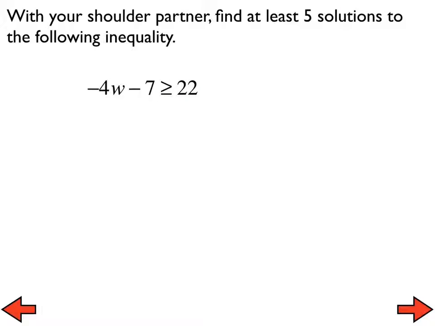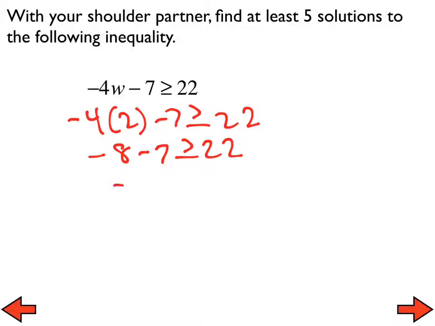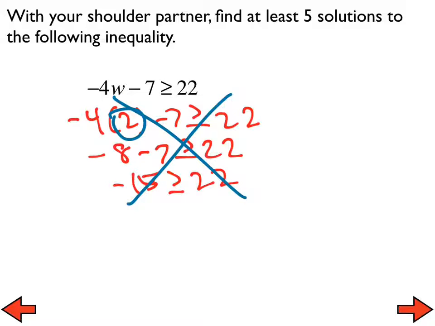Okay, this is on your paper. I want you to just do this quickly with me. If I have this inequality, and I'm trying to think of answers that I can plug in for w to make it true, I'm going to try to just pick some numbers and plug it in and see if it works. So let's pick like 2. Negative 4 times 2 minus 7. This would be negative 8 minus 7, which is negative 15. Does this work? Is negative 15 bigger than 22? Nah, that doesn't work. So I can't plug in 2. That is not a solution.